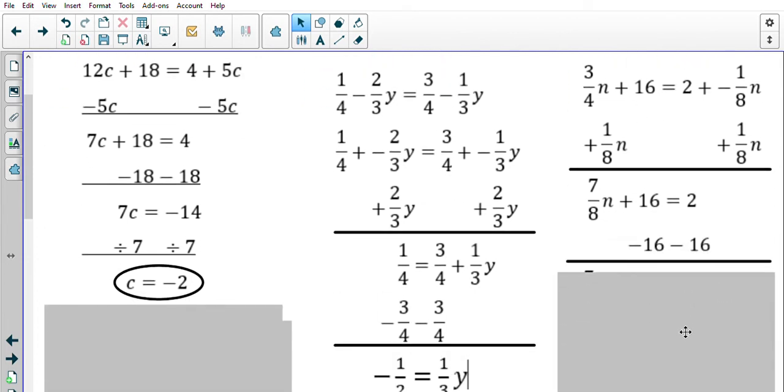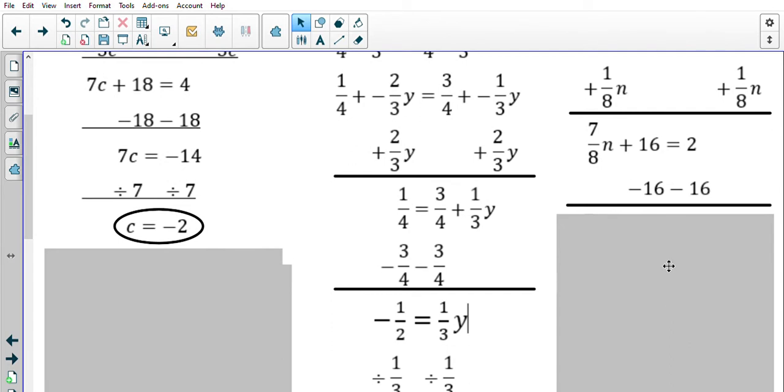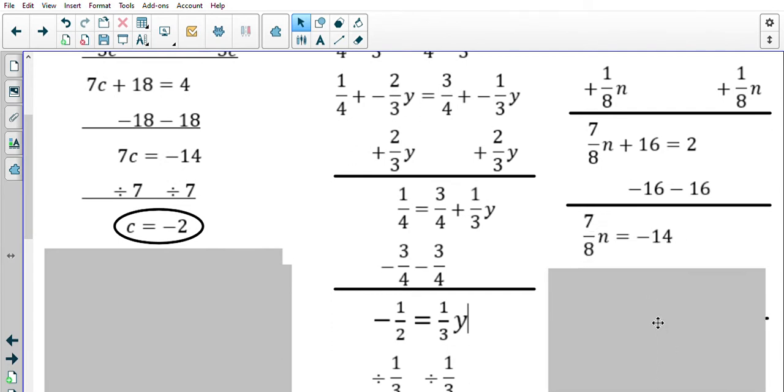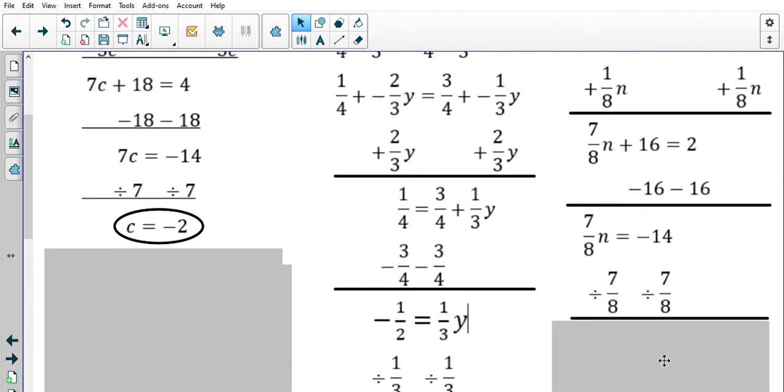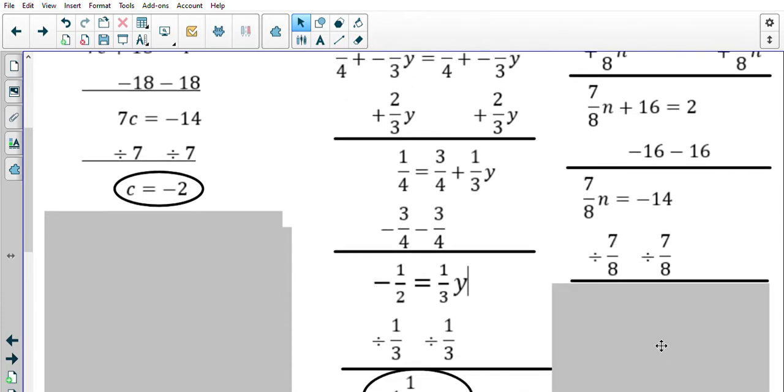Now let's subtract 16 from both sides. That's going to get us 7/8 n equals -14, 2 minus 16. Divide both sides by 7/8 or multiply by 8/7. That will get us n equals -16. So that one's not quite as bad as number 11, but they're pretty tricky.